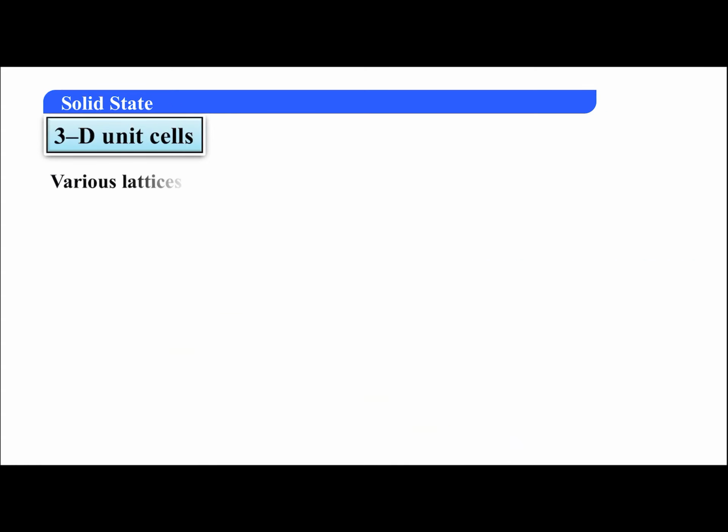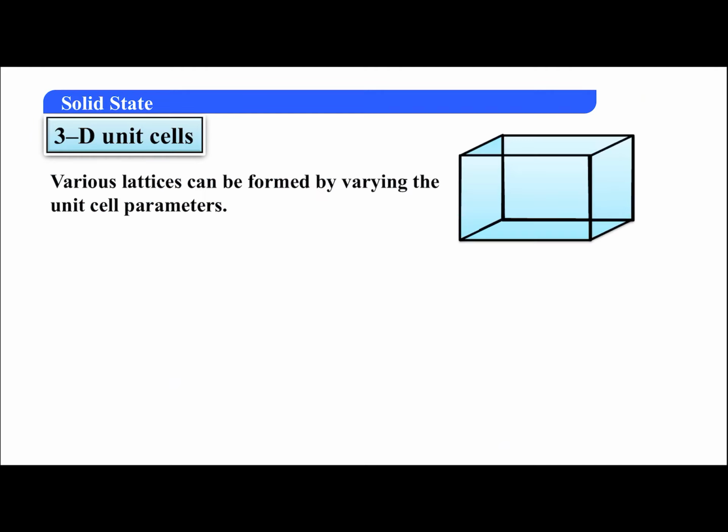We go to the next. Various lattices can be formed by varying these parameters of A, B, C. What is A? You can imagine A and B as the length and breadth, and C as the height. We call them edge lengths. And then there are interfacial angles. Are you able to see the interfacial angles there? This angle is alpha, this angle is beta, this angle is gamma.